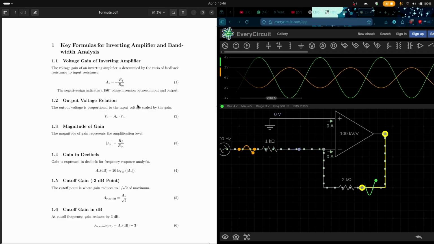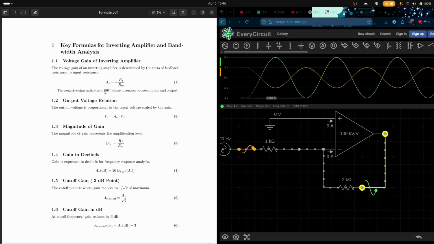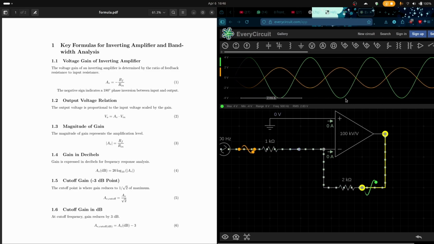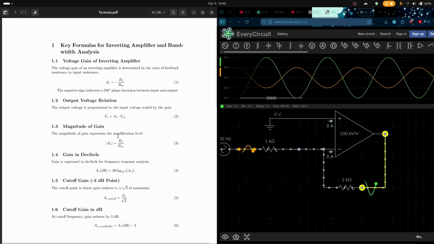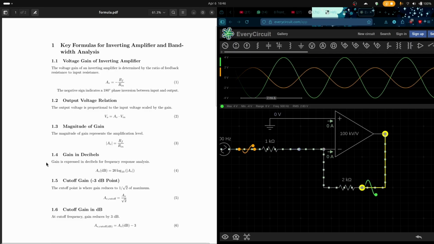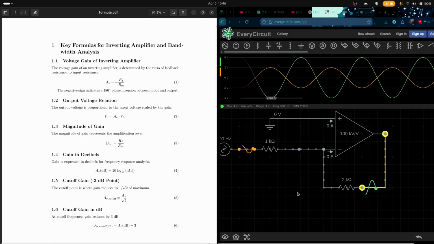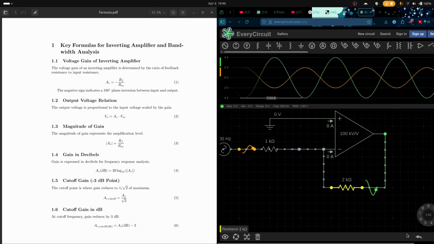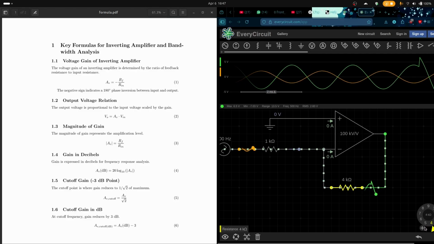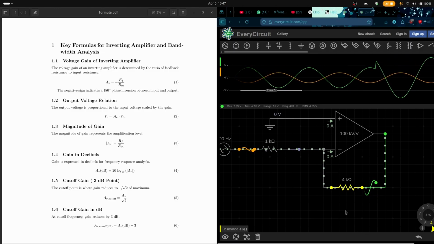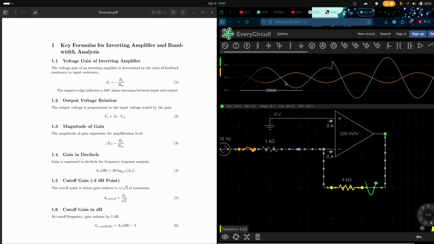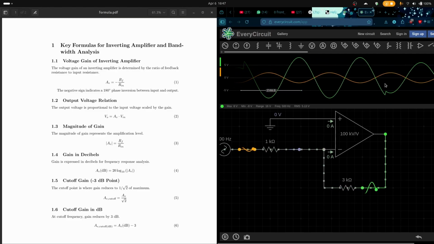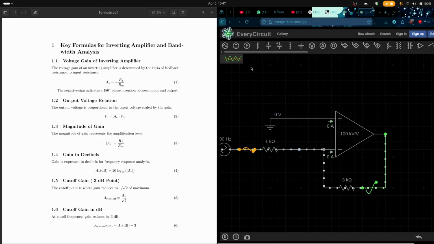Interpreting the formula, the negative sign indicates the 180-degree phase inversion. You can see these waves have been phase shifted by 180 degrees. And the ratio of the resistors controls how much amplification we get. Currently we are using 1 and 2 kilo ohms. So if I use 4 kilo ohms, let's say, in the output feedback, so I should get, okay, we will use 3 kilo ohms so that I don't have to change the graph videos a lot.